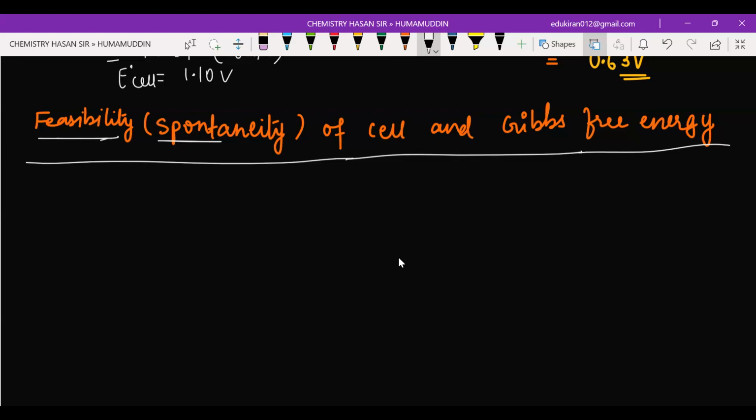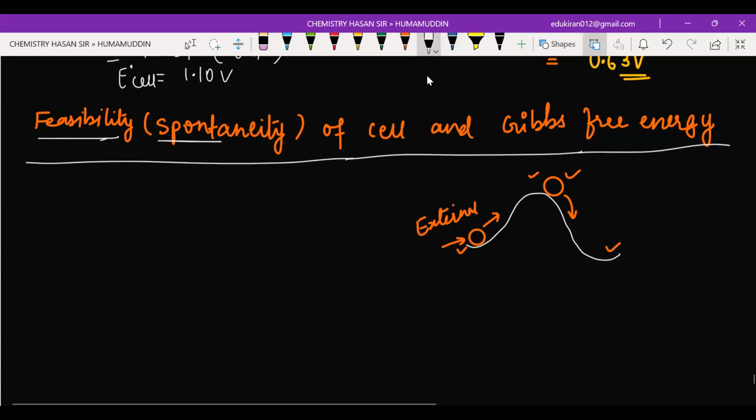Let's say if you have a ball here, and if you want to move this ball upward, you need an external agent. Yes or no? You need to push it. But if the ball reaches here, does it need any external agent? It will go on its own. So from this point to this point, it will be spontaneous, and from this point to this point, it will be non-spontaneous. Are you getting my point? Yes, sir.